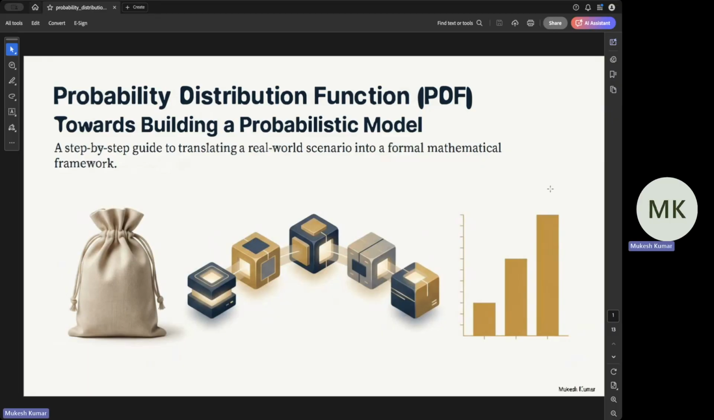In this video, we will talk about probability density function or PDF, which is a very important concept in probability. Also, we will see how the PDF concept applies to a probabilistic model. We will talk about a step-by-step guide to translating a real-world scenario into a formal mathematical formulation.